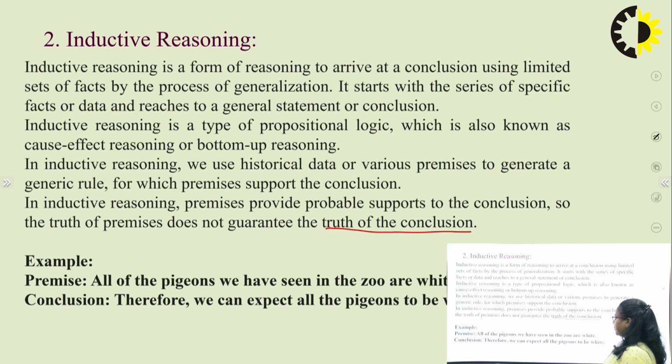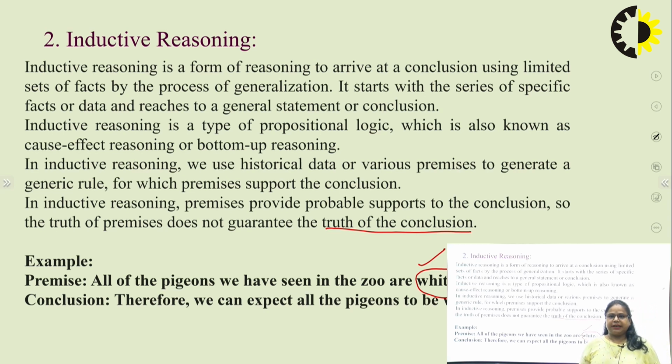So you can check one example. The example says, first we are giving one premise. That premise says all the pigeons we have seen in the zoo are white, right? So it is given in the premise or in the fact that there are many pigeons in the zoo, and whatever pigeons I have seen, they all are white in color, right? Then on the basis of the given premise or fact, we draw a conclusion that we can expect that all the pigeons are of white color only.